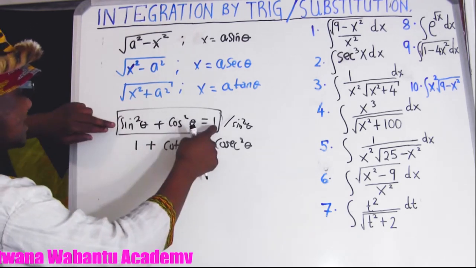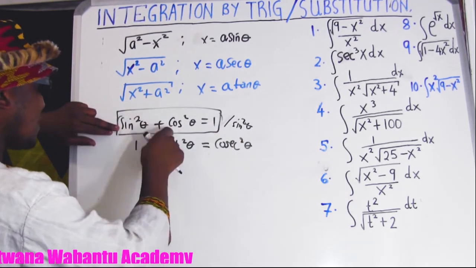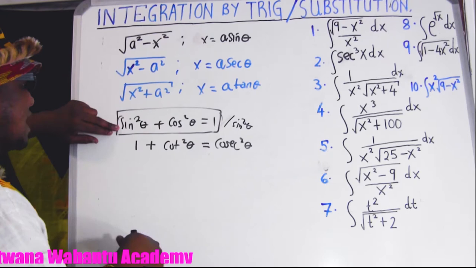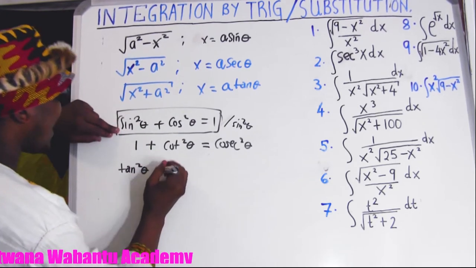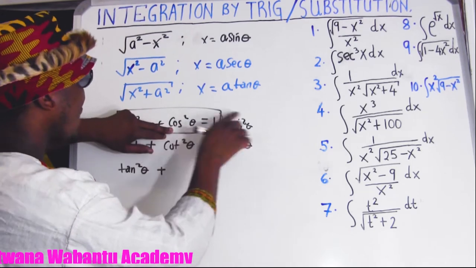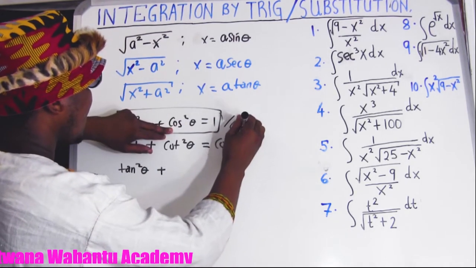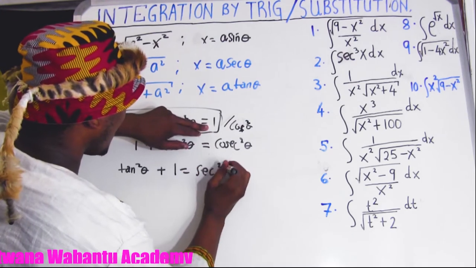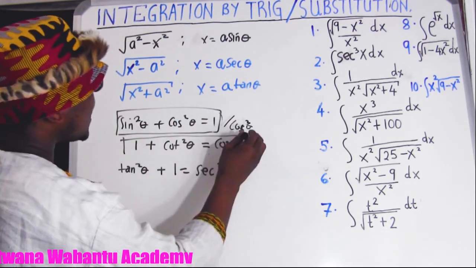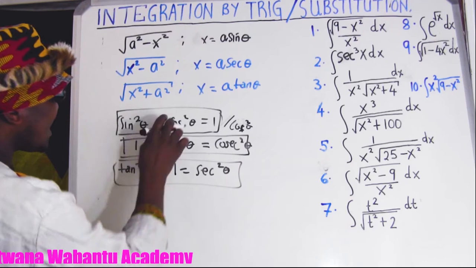Also, if I divide everything by cos squared, sine squared divided by cos squared gives us tan squared. Plus cos squared divided by cos squared is 1. And 1 divided by cos squared gives you sec squared. So you see, we have produced another identity from the key identity.